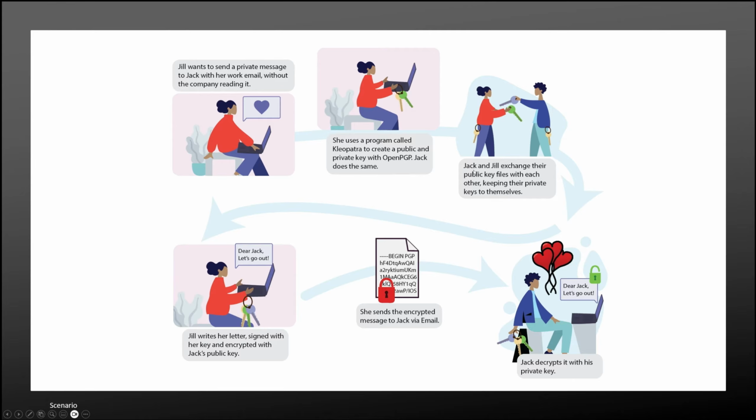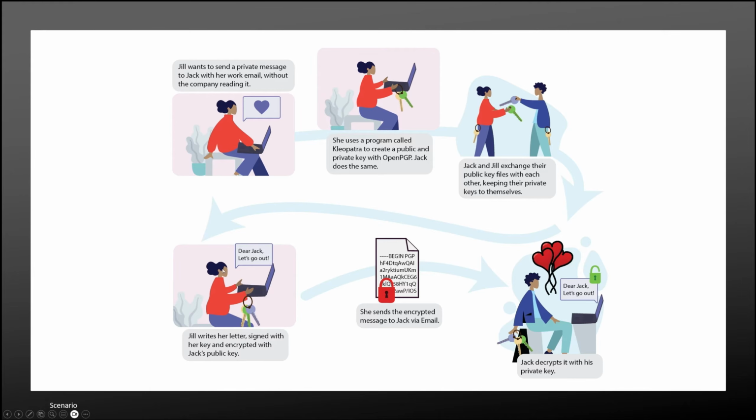So Jack has Jill's public key and vice versa, and then they both have their private keys saved on their own computers. Jill writes a letter to Jack. She signs it with her private key and encrypts it with Jack's public key. So she has Jack's public key. She uses that to encrypt the message. Once that message is encrypted, now the only way to go back is with Jack's private key, which Jack has.